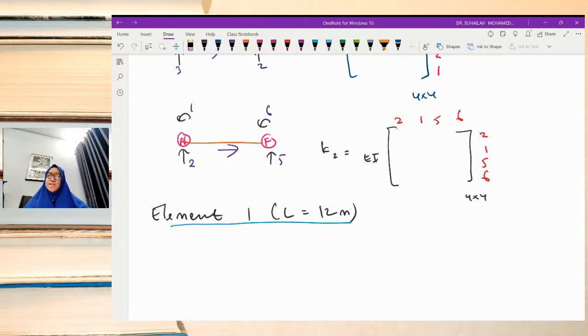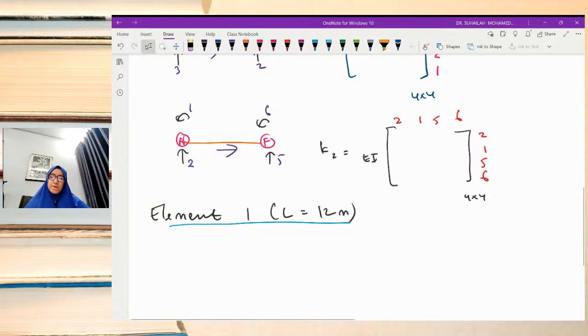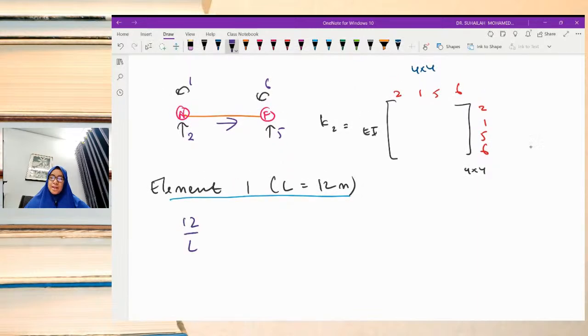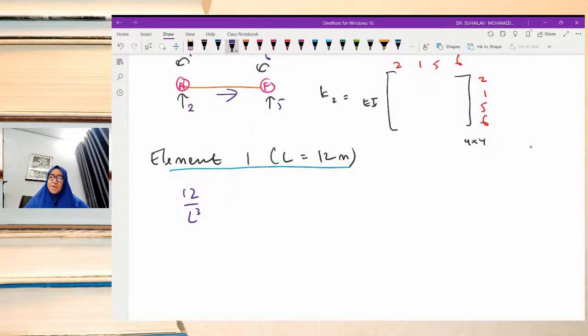So in the formula, actually we just need to repeat four values. Okay, we will have 12 over L cube, and we have 6 divided by L square. We have 4 divided by L, and we have 2 divided by L. We have 4 values. So we have 12 divided by L cube, 6 divided by L square, 4 divided by L, and 2 divided by L.